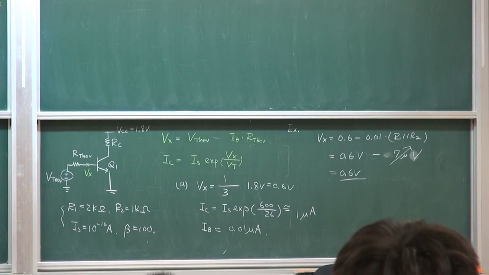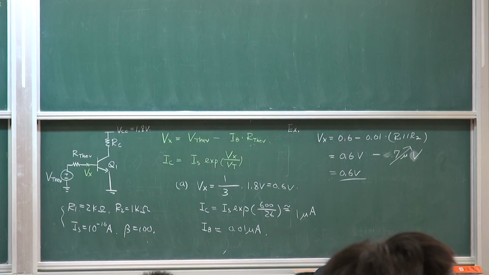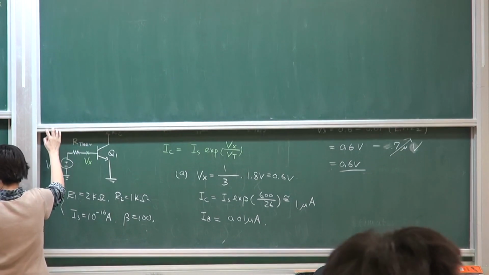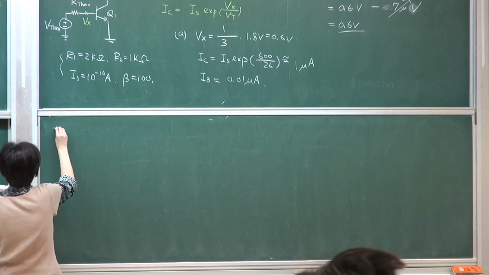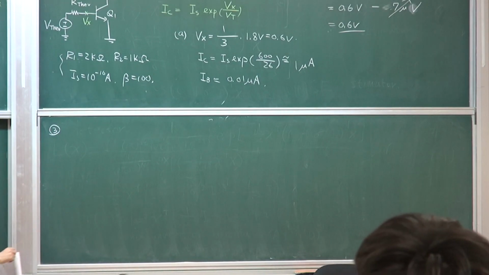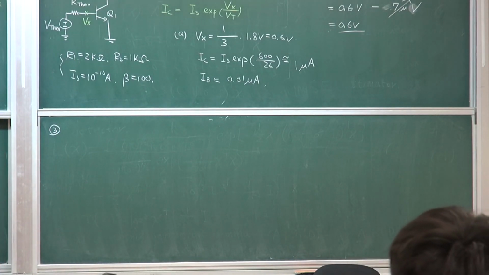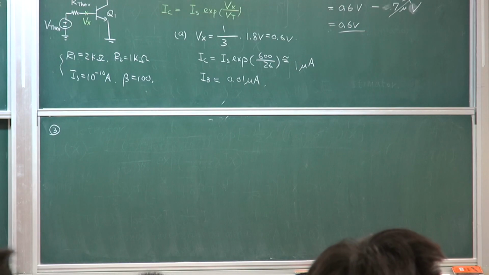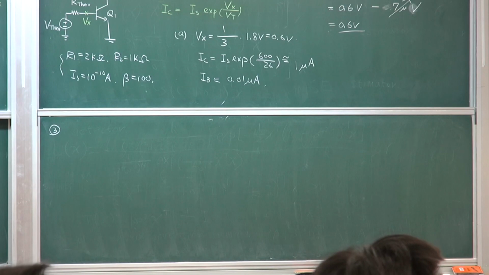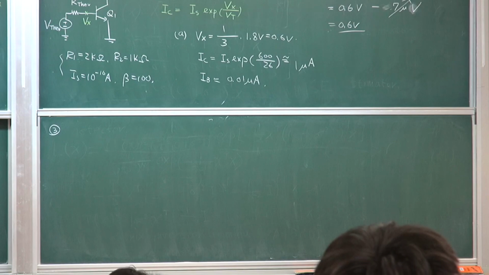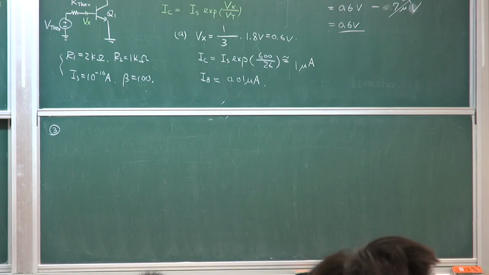Questions? Okay, then we're going to talk about the third type of biasing scheme. This is sort of a variation of the previous type. I didn't talk about what the drawbacks are of using this type of design. Go back to the parameter you want to control the most. What we actually want is the precision setting of collector current.